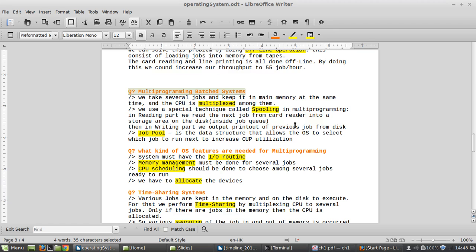And spooling is something where, in the reading part, we read the next job from the card reader into a storage area on the disk. So there are two specific parts, the reading part and the writing part. In the reading part we read the next job from the card reader, so the job is already pre-done. For the writing part we output the previous job. Whatever is the previous job is already output, printed out. So reading and writing each do a specific task, which helps in multiprogramming.